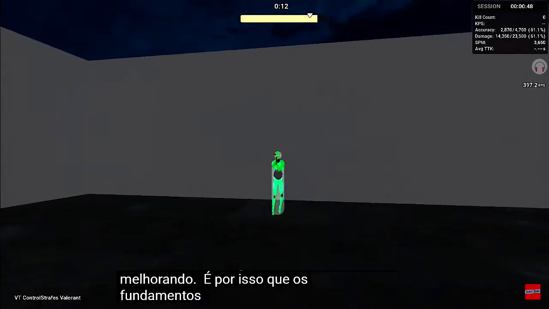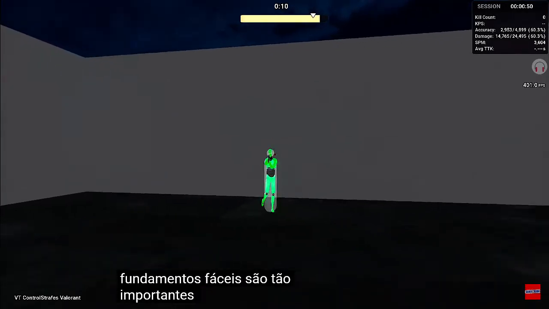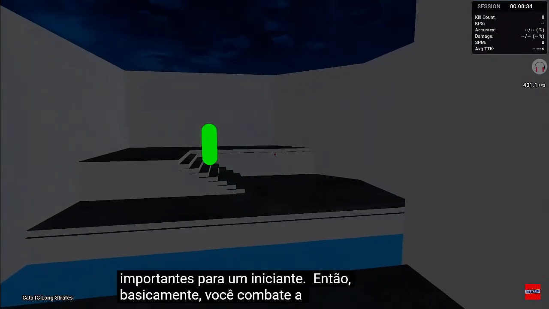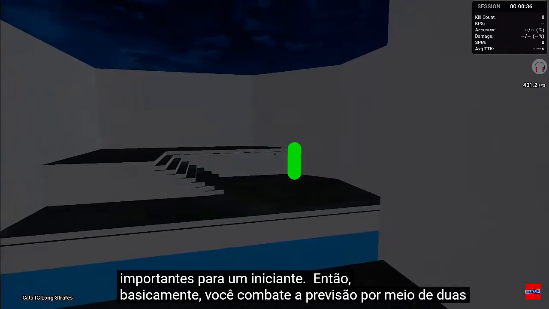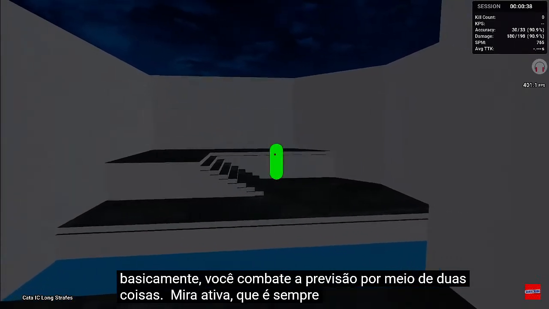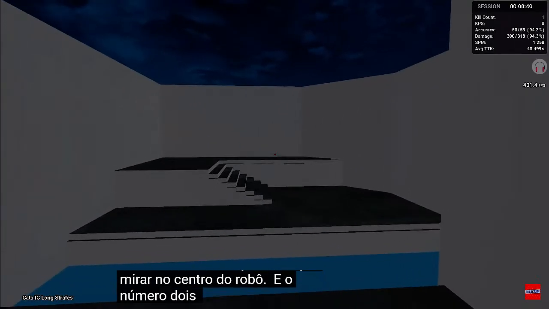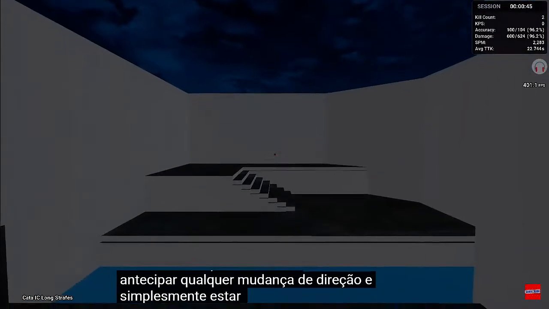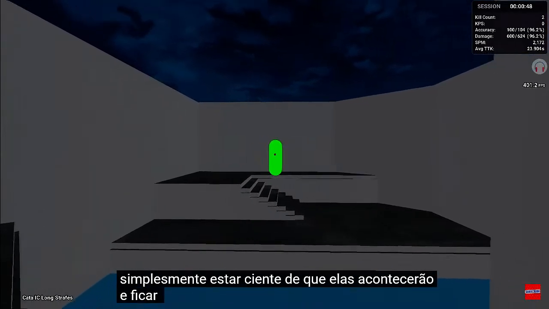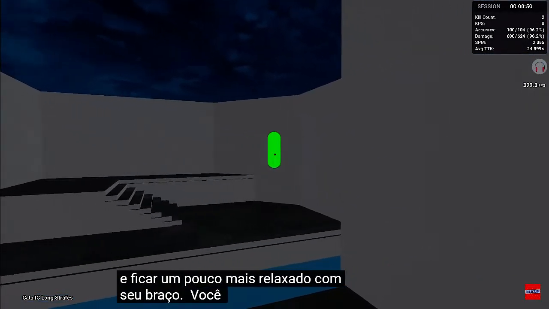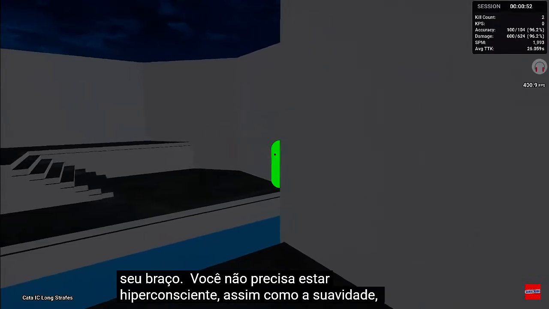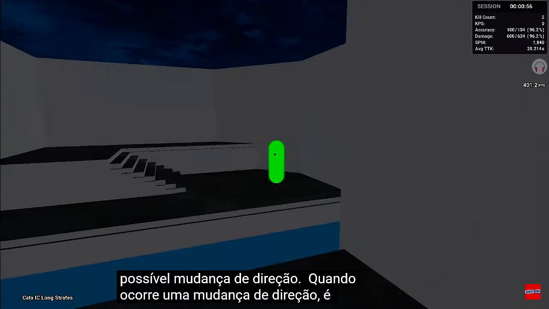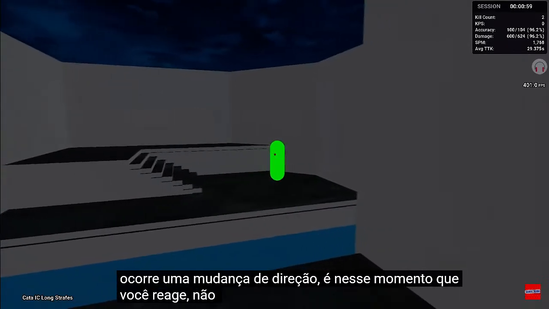That's why the fundamentals, the easy stuff, is so important to hit as a beginner. So you essentially fight predicting by two things: actively aiming, which is always aiming at the center of the bot, and number two is to stop trying to anticipate any change in direction and simply be aware that they will happen and be a little bit more relaxed with your arm. You don't need to be hyper aware, similar to smoothness, to any possible change in direction. When a change in direction happens, that's when you react, not preemptively.